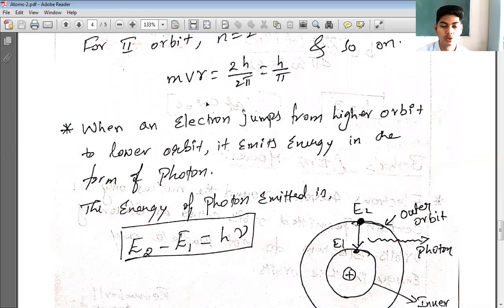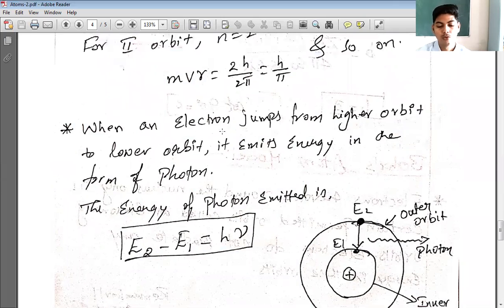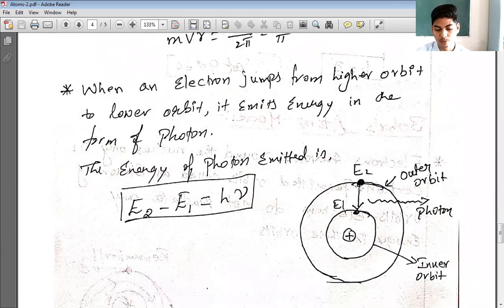Bohr also accounts for when the radiation is emitted. See, according to Bohr, when an electron makes transition from higher orbit to a lower orbit, when electron jumps from higher orbit to a lower orbit, it emits energy in the form of light.